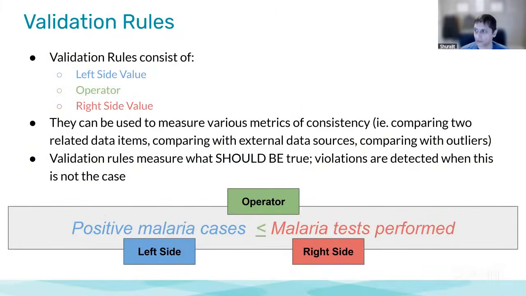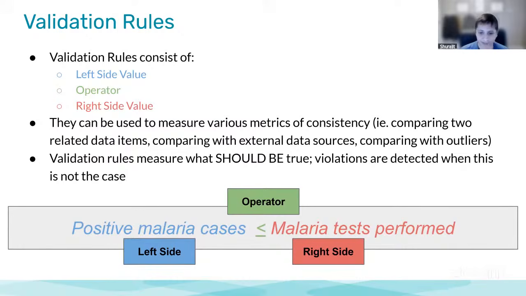Okay, so the first one we'll touch on is validation rules. Just to explain this, for some of you this might be a review, but validation rules consist of a left side, an operator, and a right side. So basically, this is a metric of mainly internal consistency, though you can also use it for external consistency as well, comparing your data in DHIS2 with data from an outside source. But for the purposes of our example, we're using it as a metric of internal consistency, where we're comparing two data elements in the same data set to see if the value lies within an expected relationship between these two different variables.